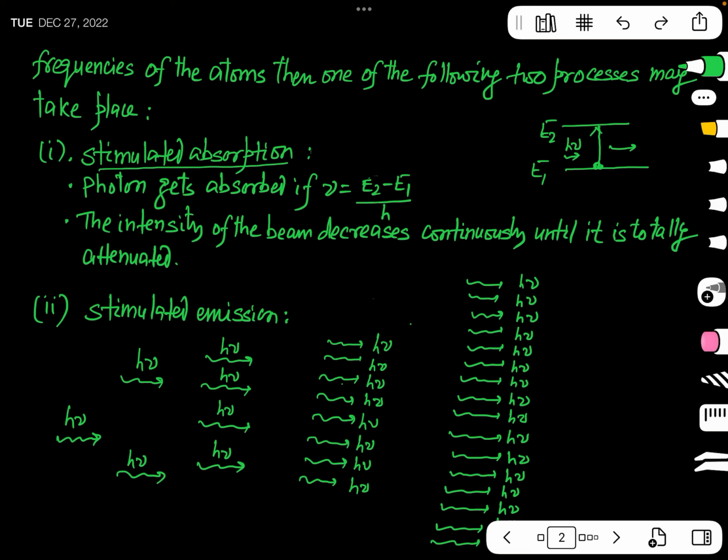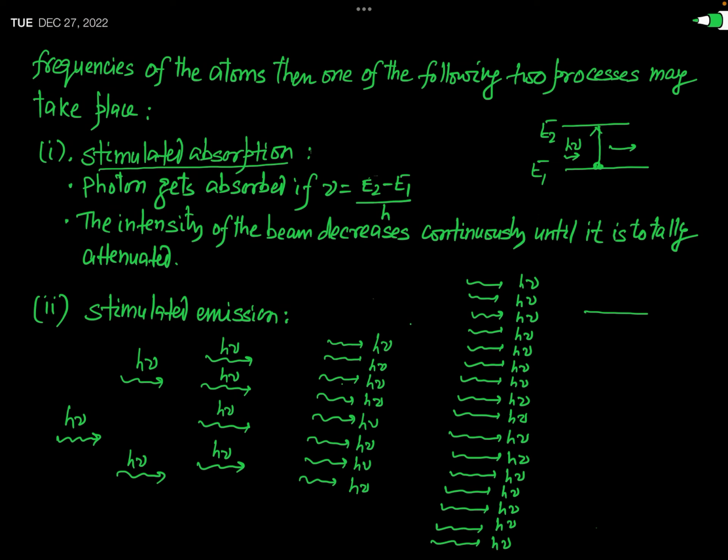And at the same time, a fresh photon is produced due to that transition. If you consider that there is a transition, let us say, from this energy level E2 to the energy level E1, due to the interaction with this photon of energy h nu, then after this transition from level 2 to level 1, a fresh photon is produced whose energy is also equal to h nu.